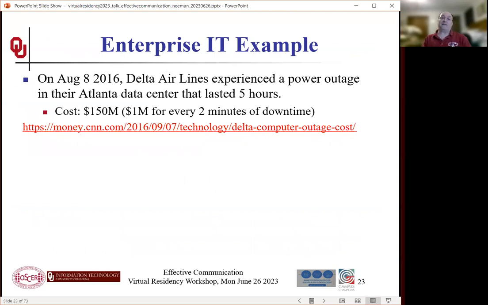Here's an example from enterprise IT. This is now, 7 years ago? Delta had an outage in their Atlanta data center. They were down for 5 hours. They reported that it cost them $150 million. That's $1 million for every 2 minutes of downtime. When you've got $1 million for every 2 minutes of downtime, your job as enterprise IT is to make sure there's no downtime. And if there is downtime, heads will roll, or at least assistant heads.